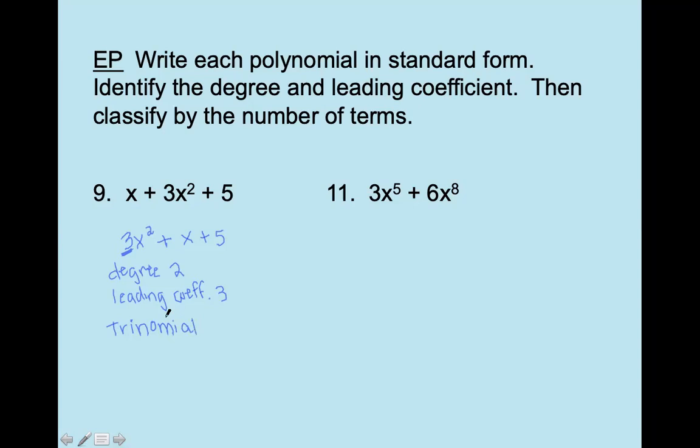All right, we're jumping to number 11. All right, is it in standard form? Nope, I look at my degree, 8 is bigger than 5. So I'm going to write it as 6x to the 8th plus 3x to the 5th. Now it's in standard form. This time the degree is 8. That's the highest degree I have there. And my leading coefficient, this time I'm just going to abbreviate it as LC. My leading coefficient is 6. That's this number here. And this time we just have two terms. So this is an example of a binomial.